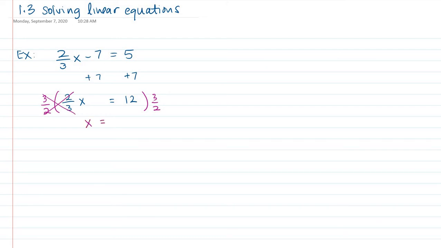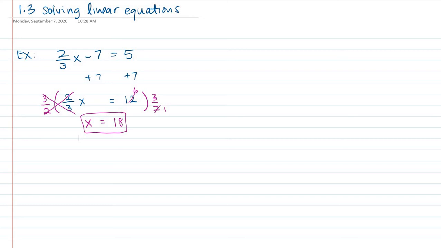And on the right, I can cross simplify, and I end up getting 6 times 3, which is 18. So I have just solved the equation and found that when x equals 18, this statement is going to be true. All right, let's do another example.